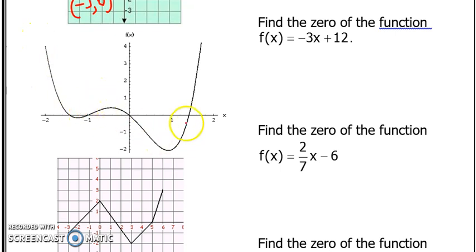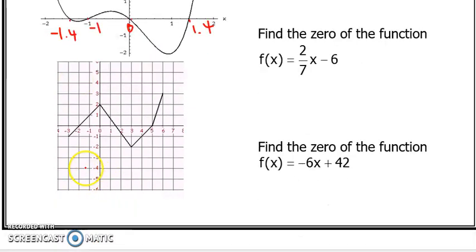Where does this graph cross the x-axis? Right here, right here, right here, and right here. So you can have more than one zero of a function. You have 4 zeros here. So this is where all the y equals 0. This zero is -1.4. This one is -1. This one is 0. And this is +1.4. So you have 4 zeros for this graph.